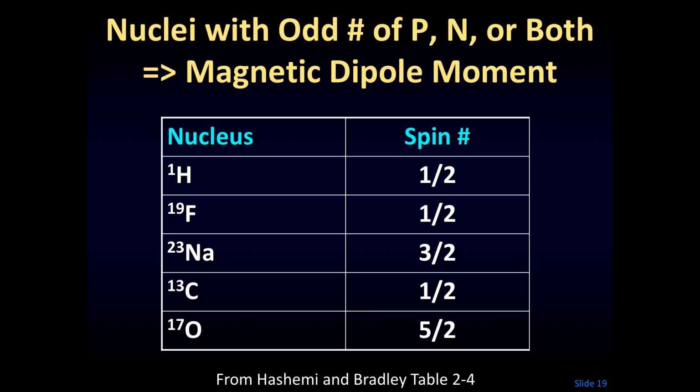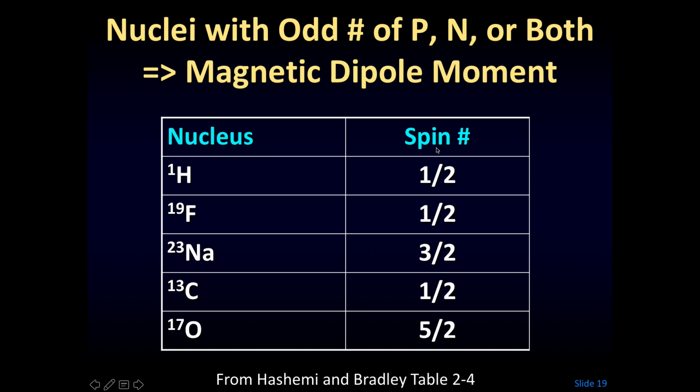At any rate, just be aware that any nucleus that has an odd number of protons, neutrons, or both will have a magnetic dipole moment. And what that means is that some elements have magnetic dipole moments. So which ones are they? Well, hydrogen has one. Helium does not, right? Because helium has 2 protons, an even number. Fluorine 19 does. Sodium 23 does. Carbon 13 does. Oxygen 17 does.